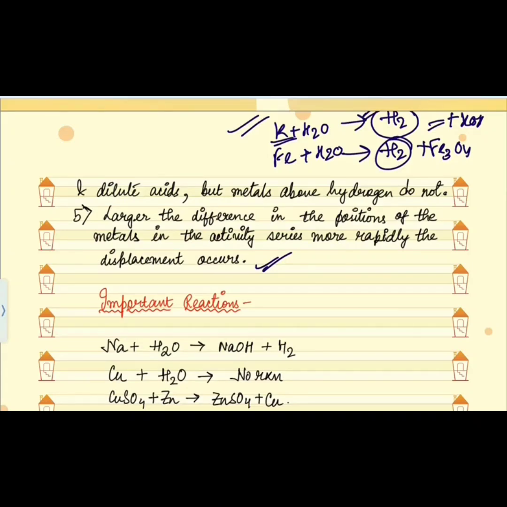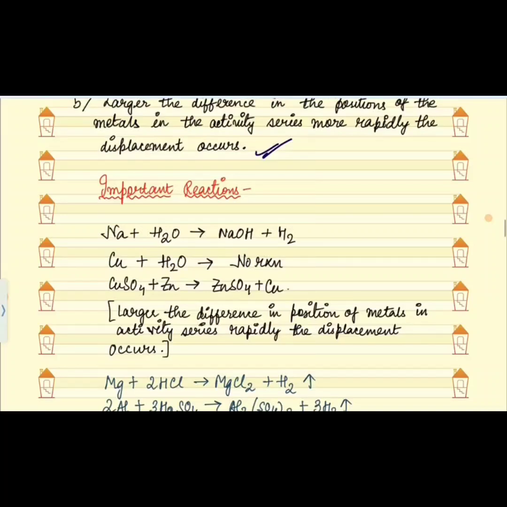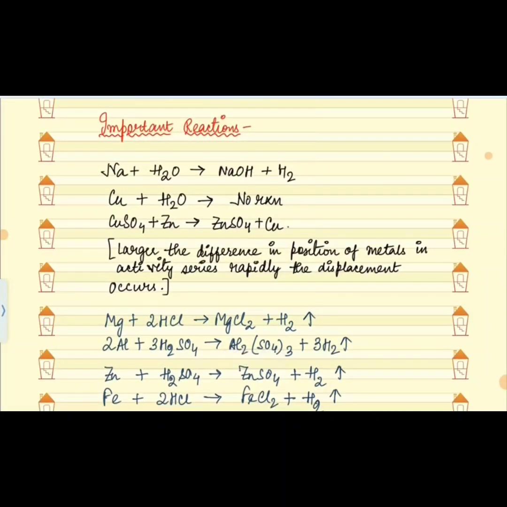However, iron and hydrogen are placed closer to each other. Hence, this fact is happening. Okay, important reactions. Let's see some reactions from which hydrogen can be formed.